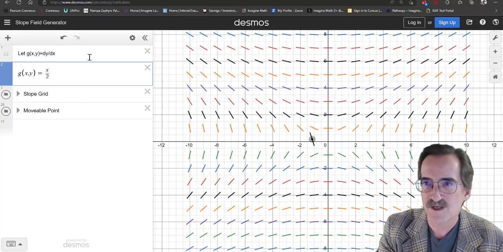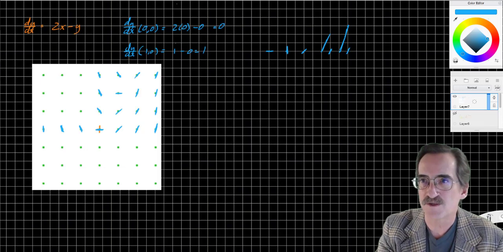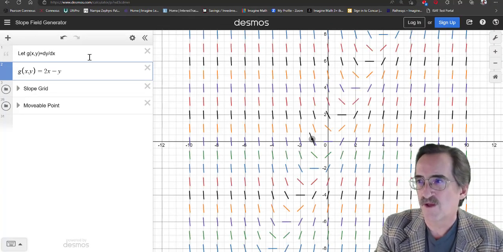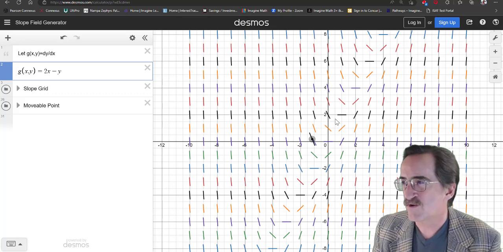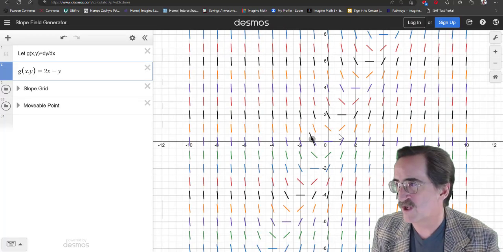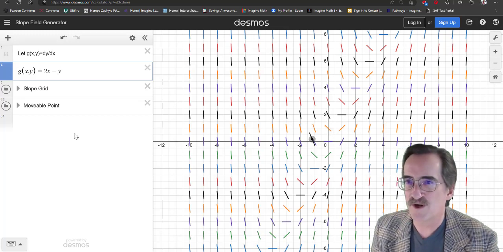Now in this case, we can put in the slope field for the formula we've got, which is 2x minus y. Okay, and there it is. There's kind of what I was getting at here. We got kind of the top right corner here down by 3, negative 3. So it goes out to about here, 3, negative 3. So we've got these slopes here that we were finding. And that seems to be what we are finding.